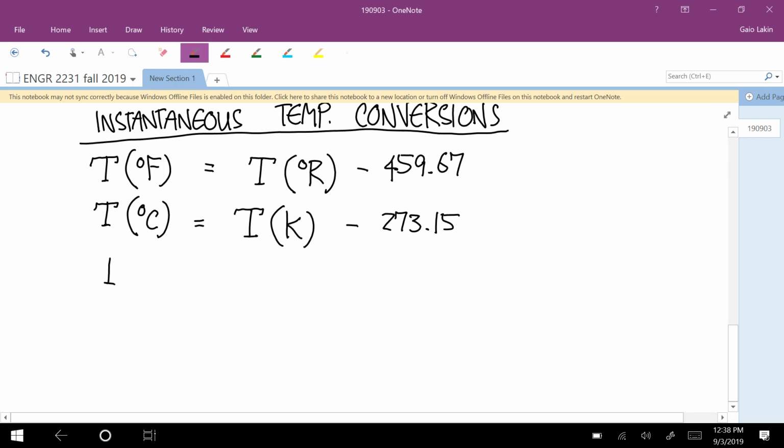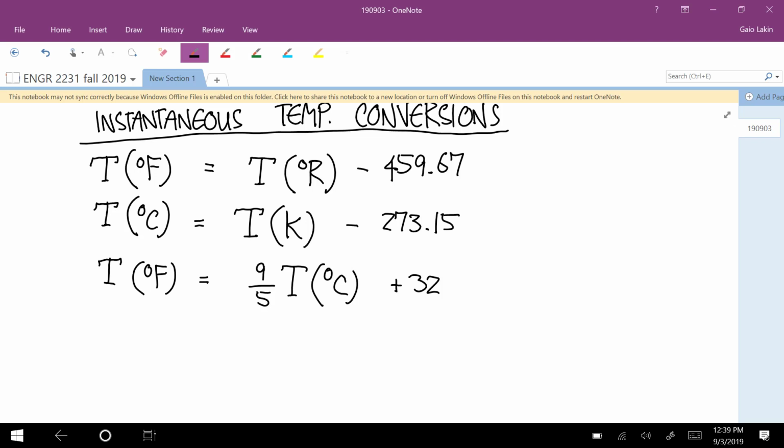And the temperature in degrees Fahrenheit is, sorry, we have to multiply this because Fahrenheit and Celsius have different scales. So this is equal to 9/5 times the temperature in degrees Celsius plus 32. Okay, so with those, you can go from any one of those four to the other ones. So that's if you're talking about instantaneous temperatures, like what's the temperature outside? That's how, right now, you calculate that.